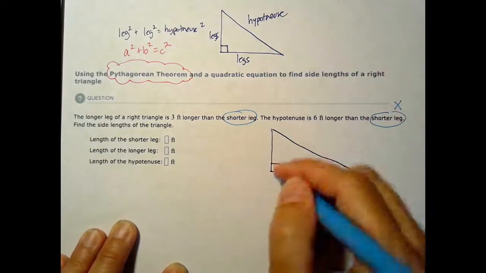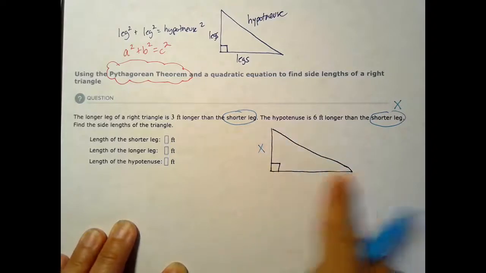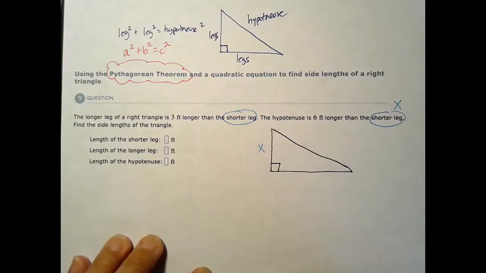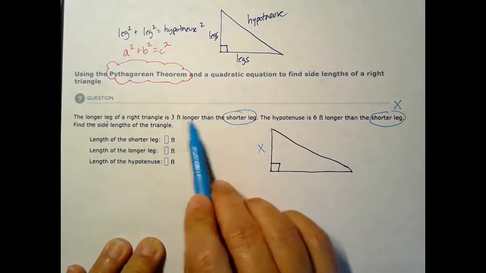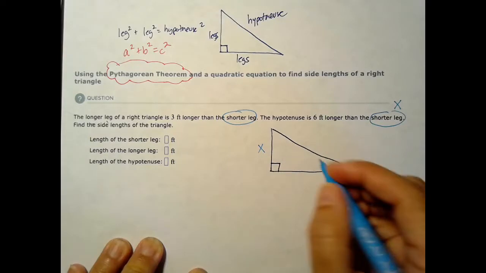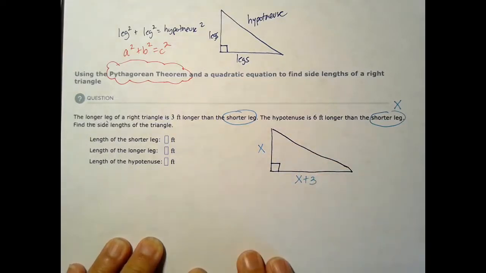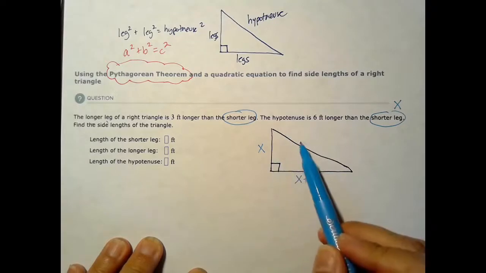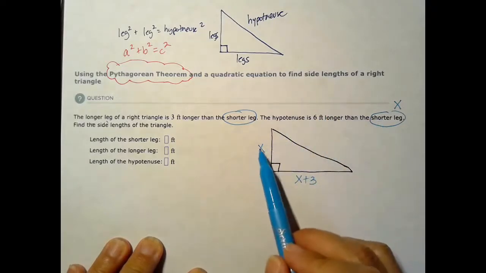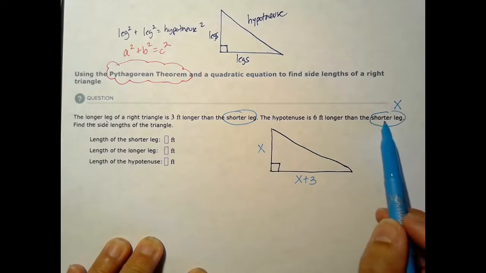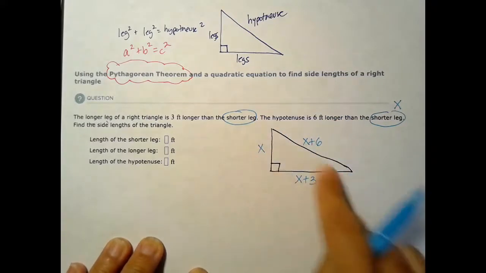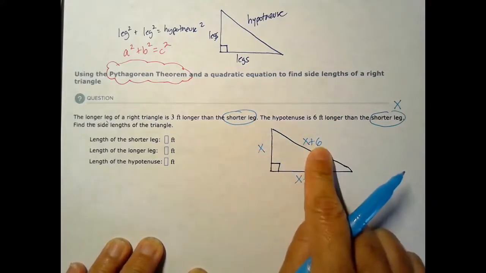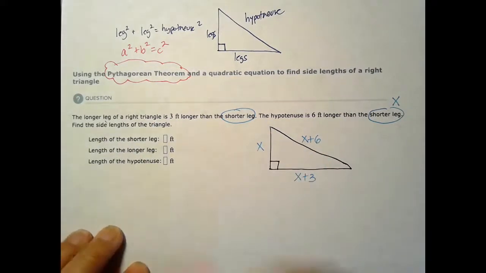Looking at my picture, we would call this one the short leg because it looks shorter than that one. It doesn't matter though. And then the longer leg, which would be this, remember the legs form the right angle, is 3 feet longer, the short plus 3, so this side would be x plus 3. And then the hypotenuse, which is across from the right angle, is 6 feet longer than the short leg. We know the short leg is x, so it would be x plus 6. So now here is a picture. We have our legs identified, we have our hypotenuse identified, and now we can put it in our formula.